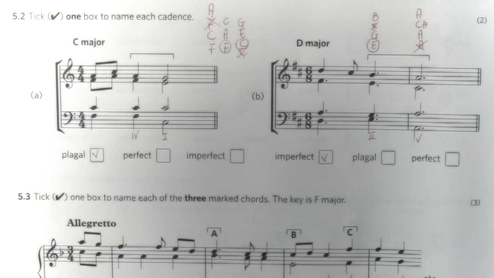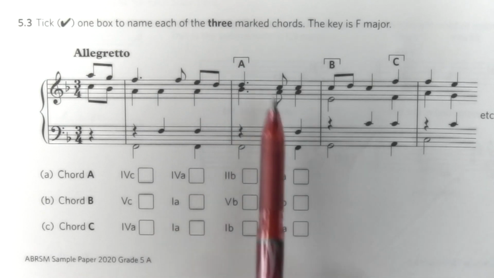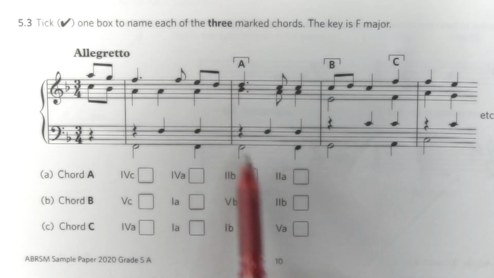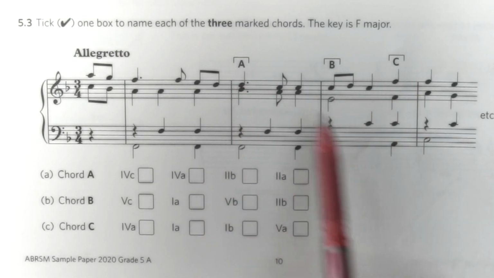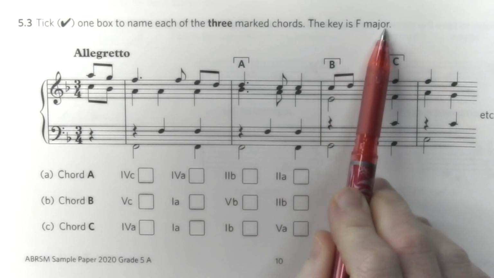Okay, easy? How did you find it? Easy or not? Let me know, write a comment. For now, I move on to the third and last question about chords. They ask us to tick which chord is correct by analysing the chord and position of these three chords, A, B and C. We are in F major.